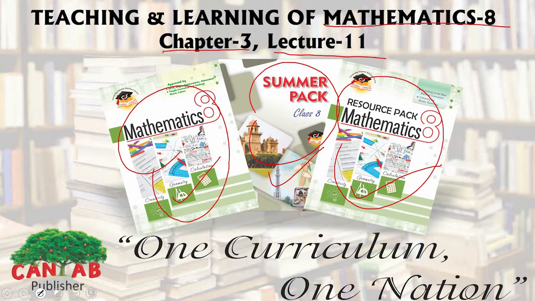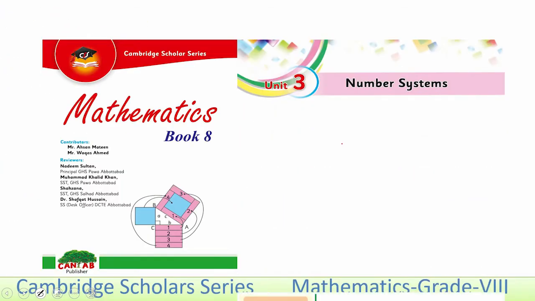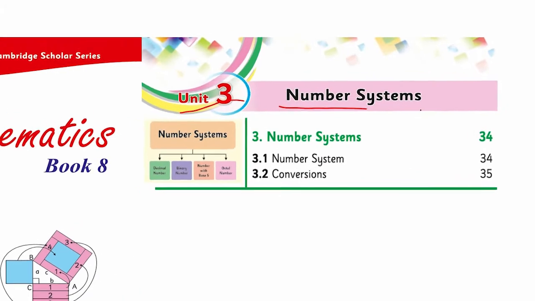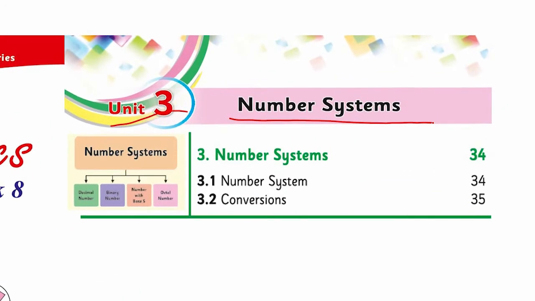Students, now come to the book. Unit 3 is about number systems. In topic 3.1, we have done number systems. There are 4 kinds of number systems which we have done in this topic. These are decimal numbers, binary numbers, numbers with base 5, and at the end the octal number system. After this topic, in topic 3.2, we have started conversion.